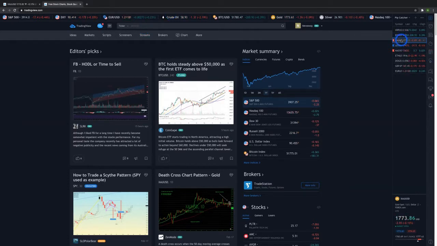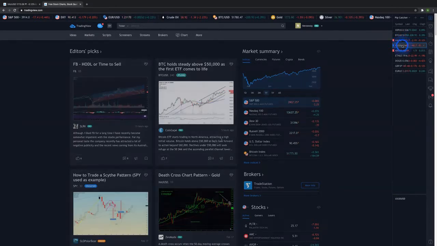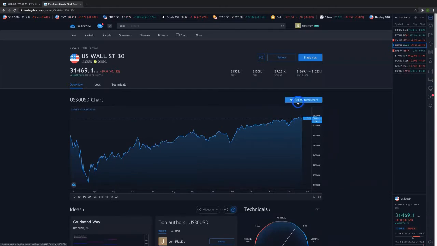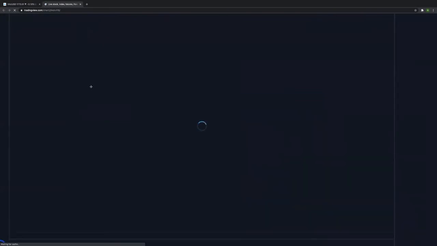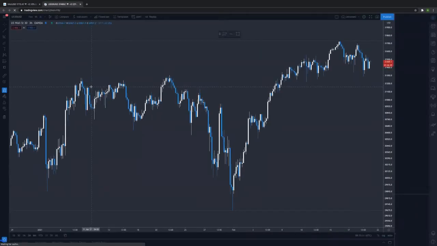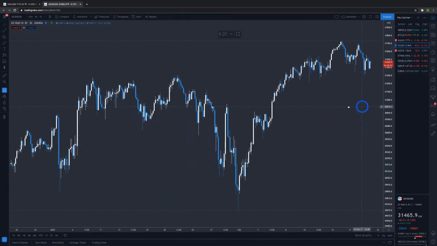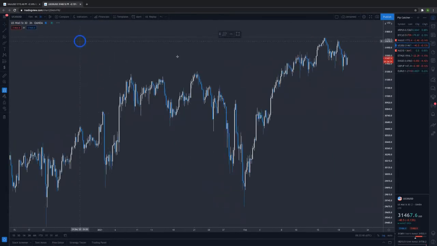So what you do, you just click on it. Once you click on any pair, it'll take you to another little site. You want to click on full feature chart. Once you click on full feature chart, your chart may not look like mine, but you can edit your chart also. In this particular case, this is what the full feature chart looks like.